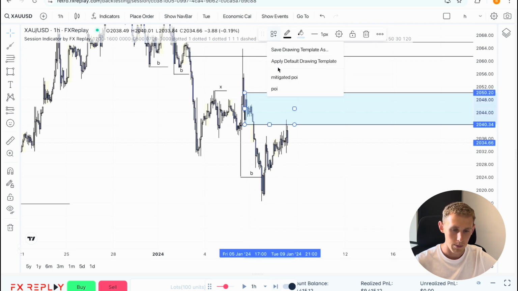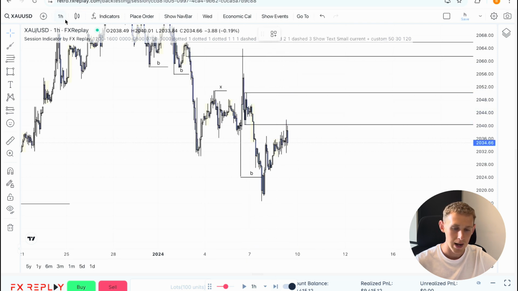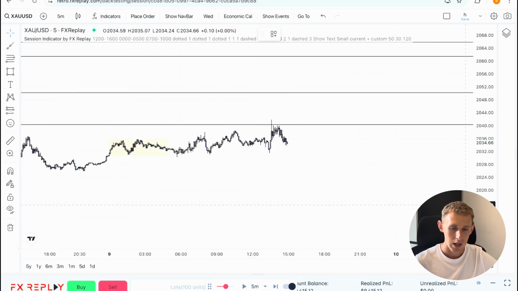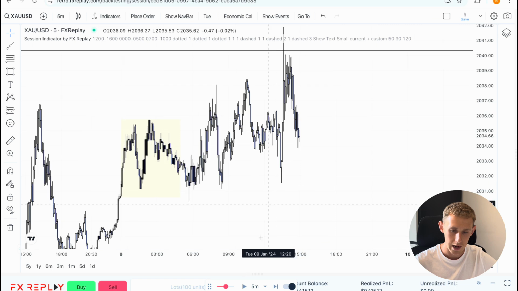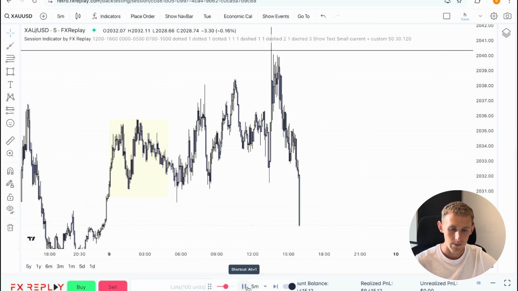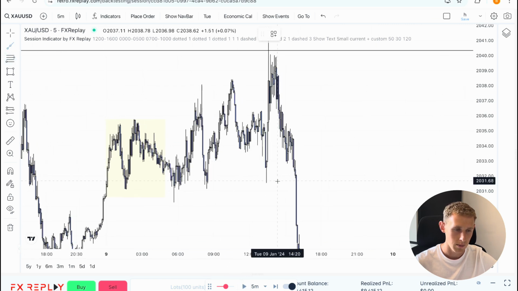Right, there we go. So price has pulled back. Very corrective pullback as well. That's kind of what we want to see. M5 structure, we want to see this low broken for an entry. Yep, so like that. There we go.